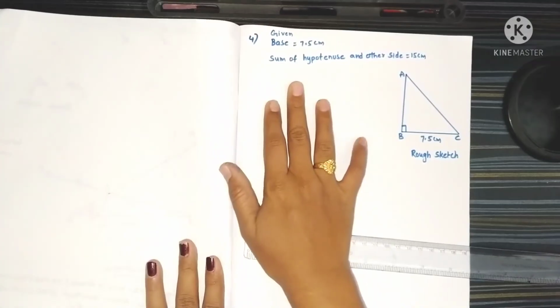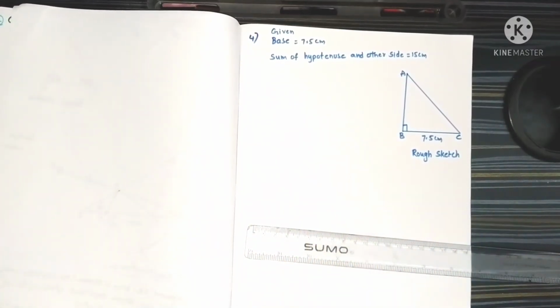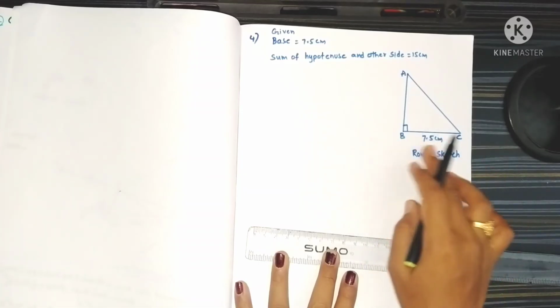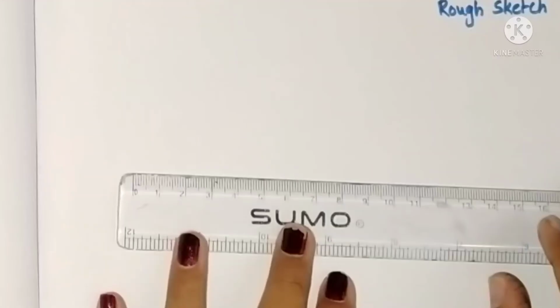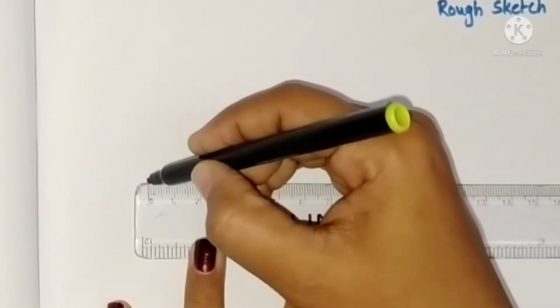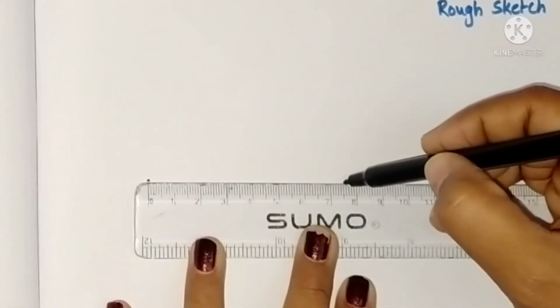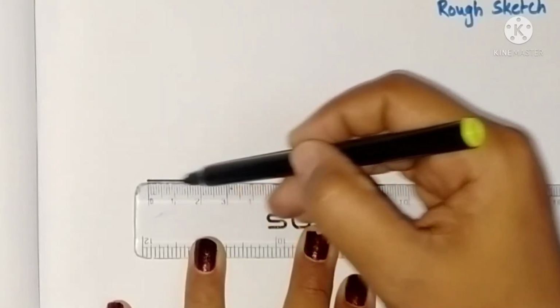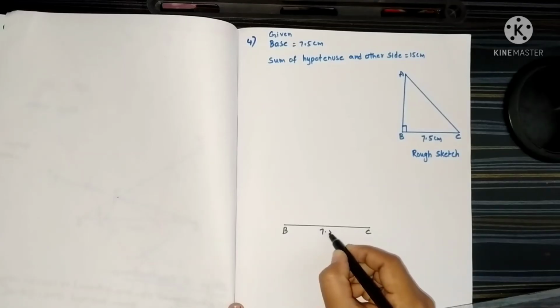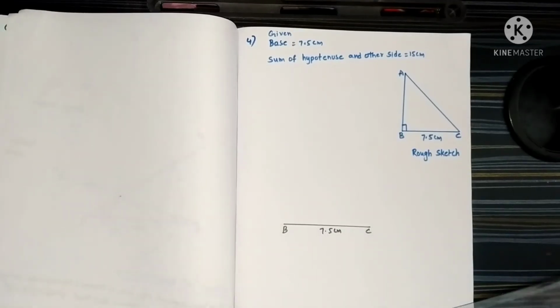First write the given information and draw the rough sketch. So because it is a right triangle, right angle must be there. Okay, so now what is the base of the triangle? 7.5. So put a point at 0 and at 7.5. So join these two points, B, C. So this is 7.5 centimeters.